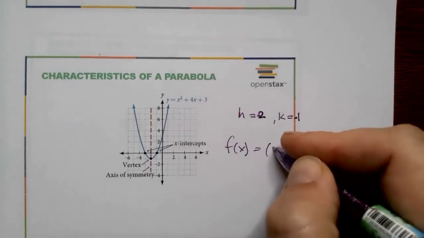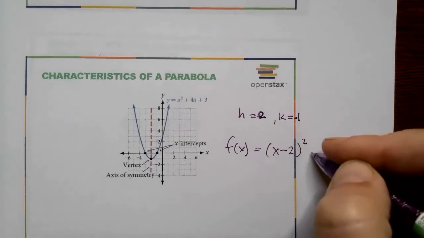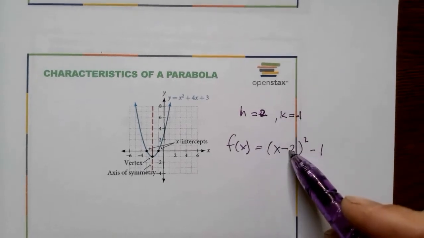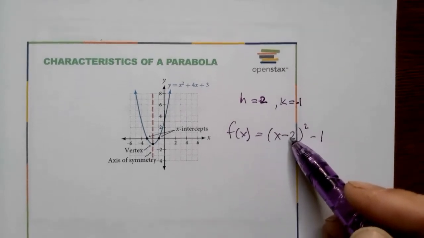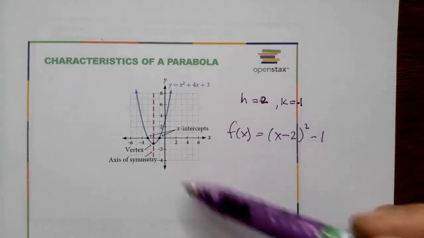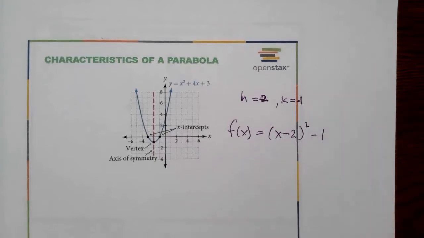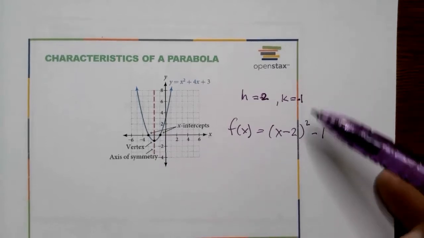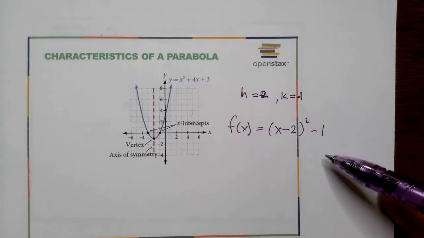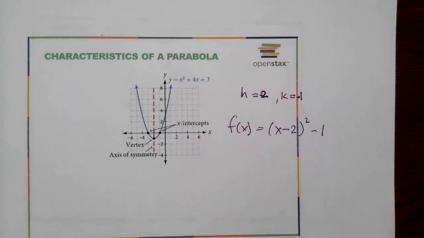So we have x minus 2 squared minus 1. See, h is positive, but because we have a negative in the formula, this transpires here, and that is why it's moved in the left direction. For the k, it's straightforward. If k is negative, the parabola moves down. If k is positive, the parabola moves up.